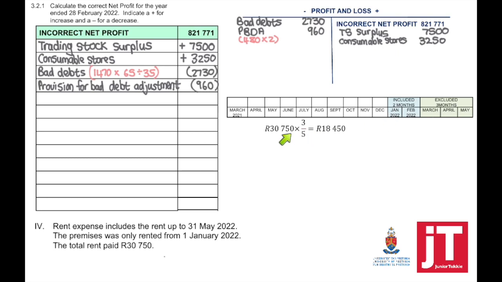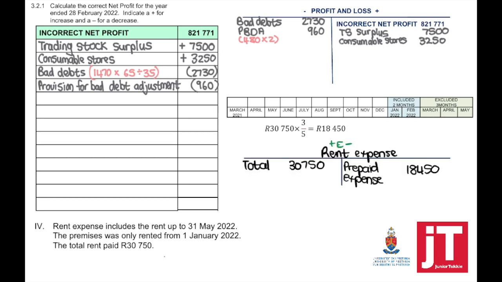Our calculation, 30,750 times 3 months must be taken out of 5 months. So the amount, 18,450. So we've paid the rent in advance. Our rent expense will be credited, account debited, prepaid expense, which forms part of your trade and other receivables. Keep that in mind for the statement of financial position, where we only need to complete the asset section.